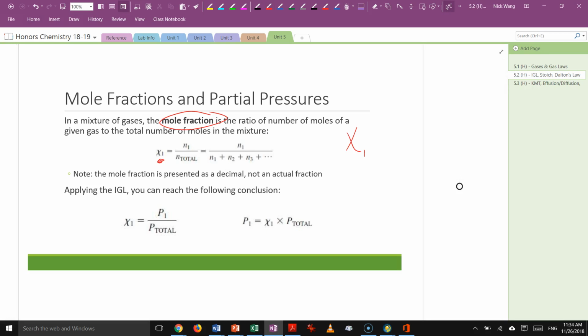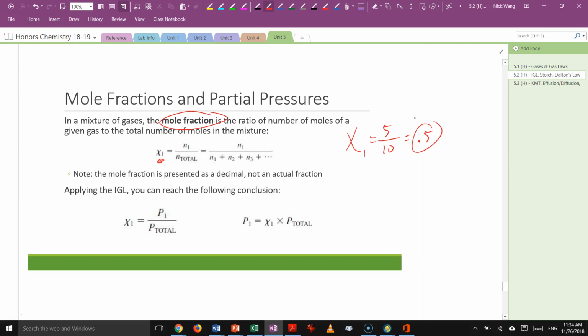And so the mole fraction is just the mole amount of gas 1 divided by moles of gas 1 plus gas 2 plus gas 3, plus however many gases are in there altogether. And that's the mole fraction represented with an x1. Notice that the mole fraction is presented as a decimal, not an actual fraction or a percentage. So for example, let's say you do some math and you have something that looks like 5 over 10, right? It shouldn't be 5 over 10. You'd actually need to write it as 0.5, so the mole fraction would just be 0.5.